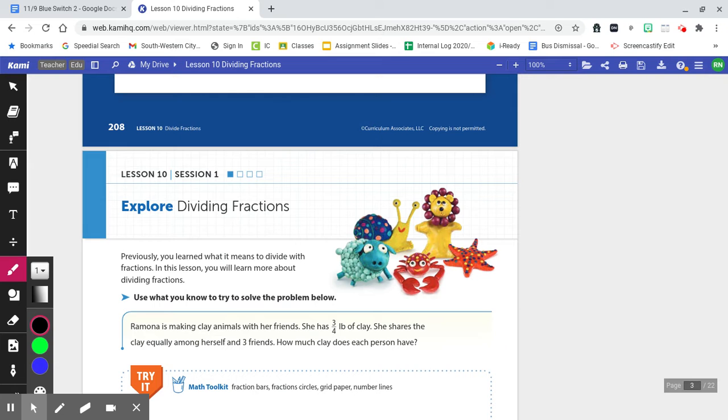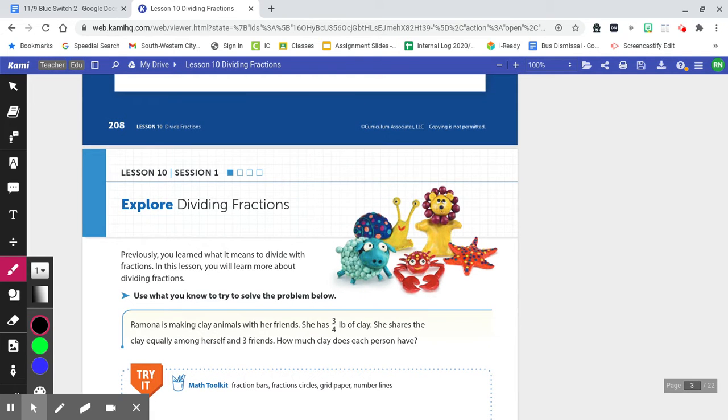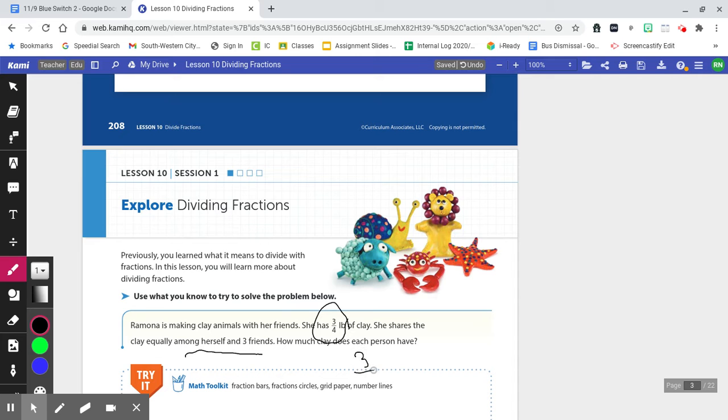So I want you to look at and find the important information. So how much clay does she have to start with? She has 3/4 of a pound. And then I'm going to divide or share my clay with 3 other people, but I have to include herself. So how many people is that? So I've got 4 total. So I want you to stop the video and see if you can solve 3/4 divided by 4.